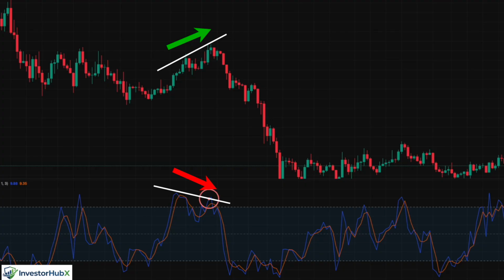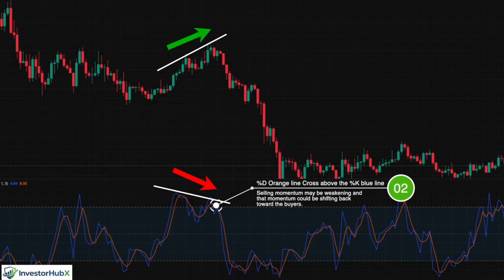We can also see that the stochastic oscillator is above the 80 level, and the blue %K line crosses below the orange %D line. This further strengthens the case that the trend may potentially be shifting from an uptrend to a downtrend. However, this does not mean we immediately jump into a trade. We still need confirmation that the market structure may be changing.